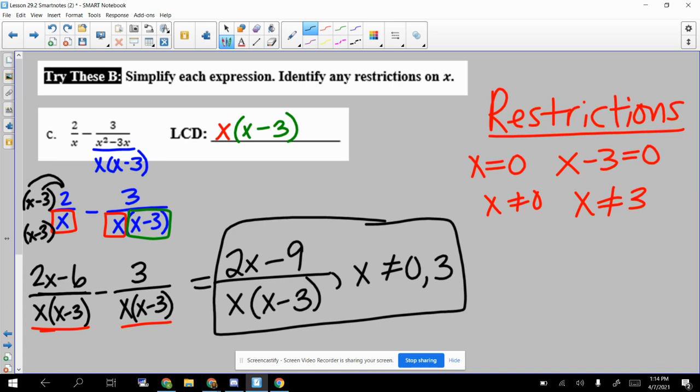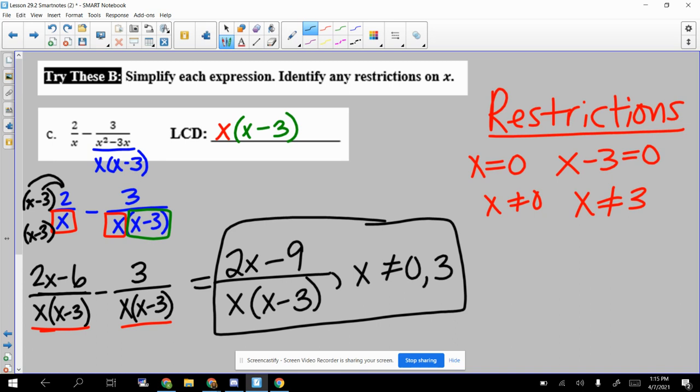Okay. So you have to be careful. You have to follow the 4 steps. Step 1, factor the denominators. Step 2, find the LCD. Step 3, find what's missing from each fraction in the LCD and multiply by that in the numerator and denominator. And then step 4, you just simplify. Okay, and I guess step 5 then would be your restrictions.